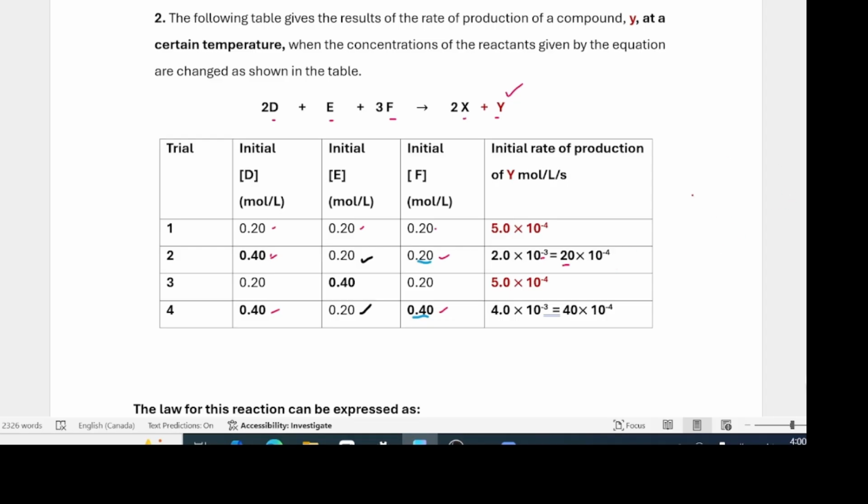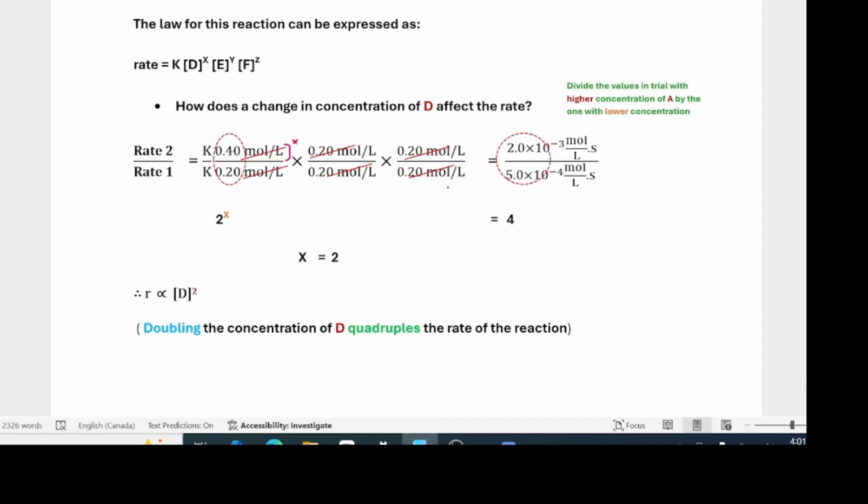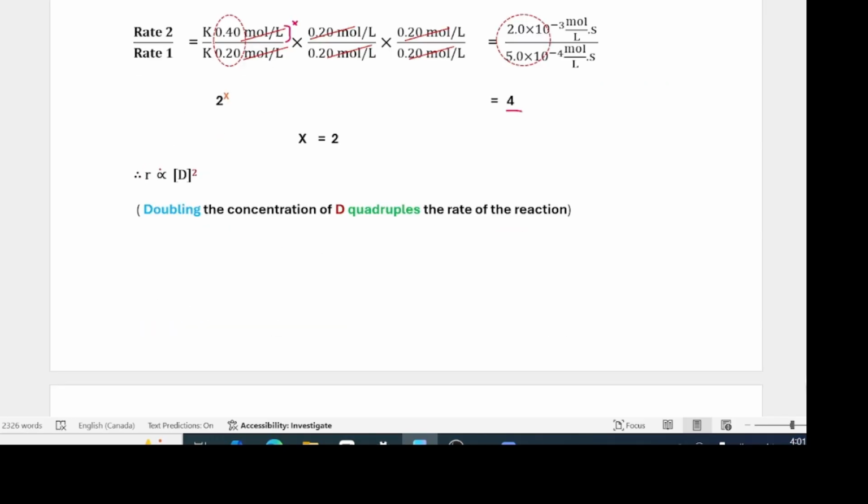Just to show you an alternative way of making life easy for you if math gives you a problem as it does to me. We will divide all the values in trial 2 by all the values in trial 1, and you will see how D affects the rate of the reaction. These will cancel out, they're the same. This is to the x power here. So 2 that goes into that, 2 to the x is equal to 4. So x must be equal to 2. 2 times 2 equals 4. Therefore, the rate is proportional to D to the exponent 2. What does that mean? Every time you double the concentration of D, the rate of the reaction quadruples.